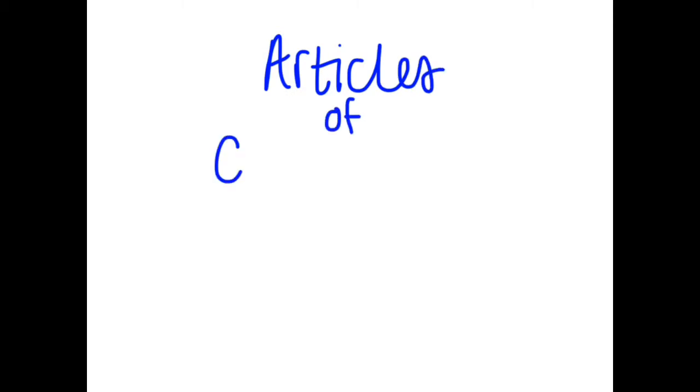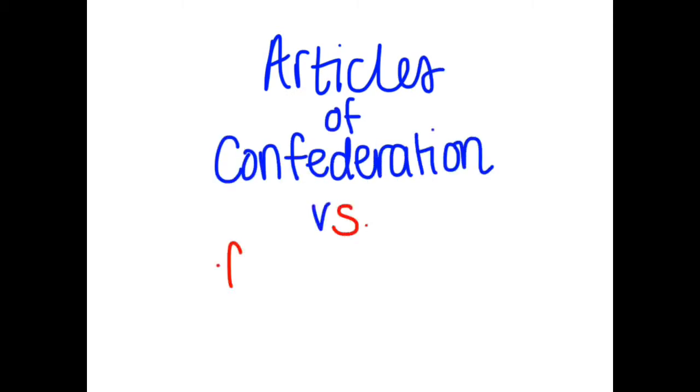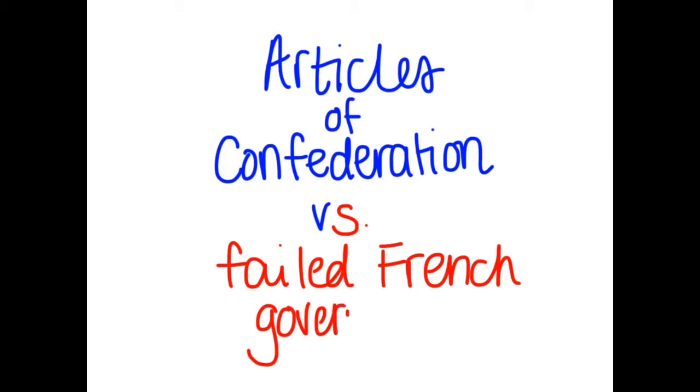Today we'll be comparing the Articles of Confederation to the four main forms of French government that failed to prevent the subsequent Reign of Terror.